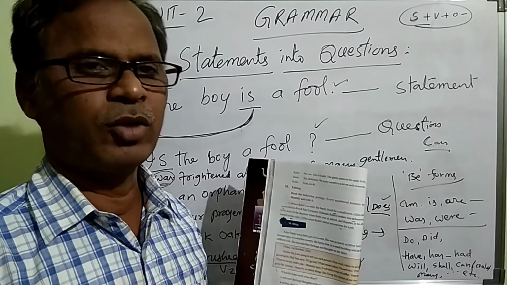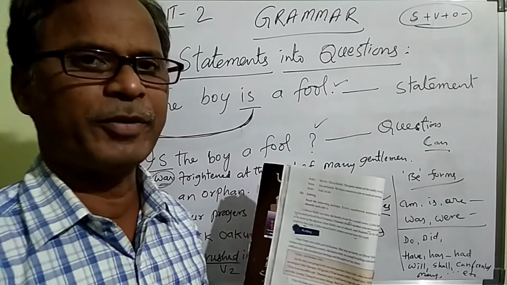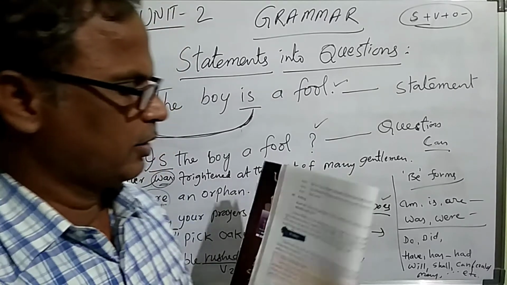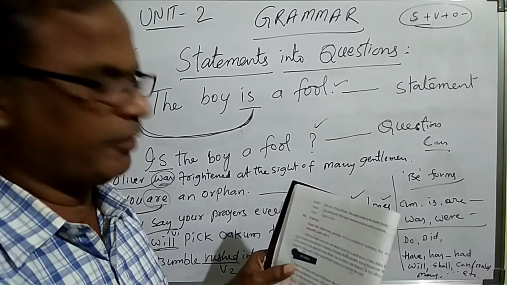So your correction, what will it be? In the place of the preposition "for", you have to write "in". And next, you see the second statement given to you.